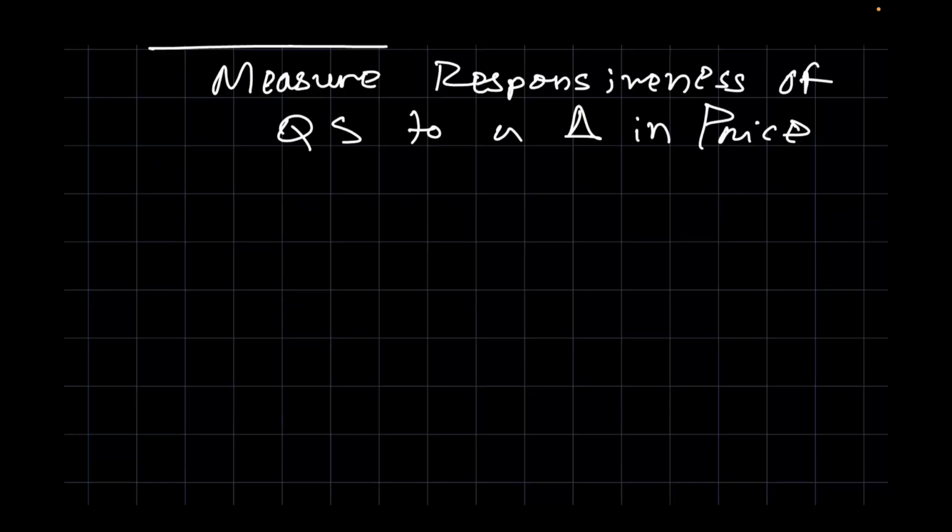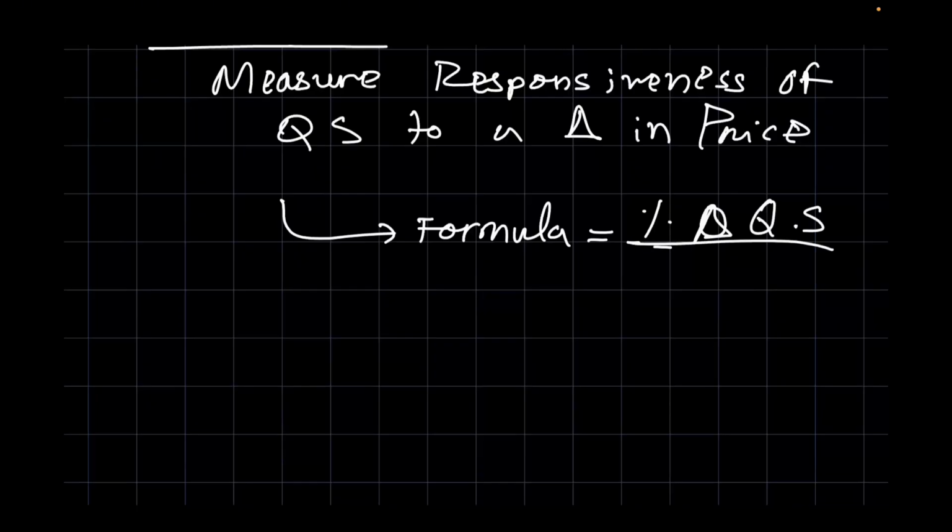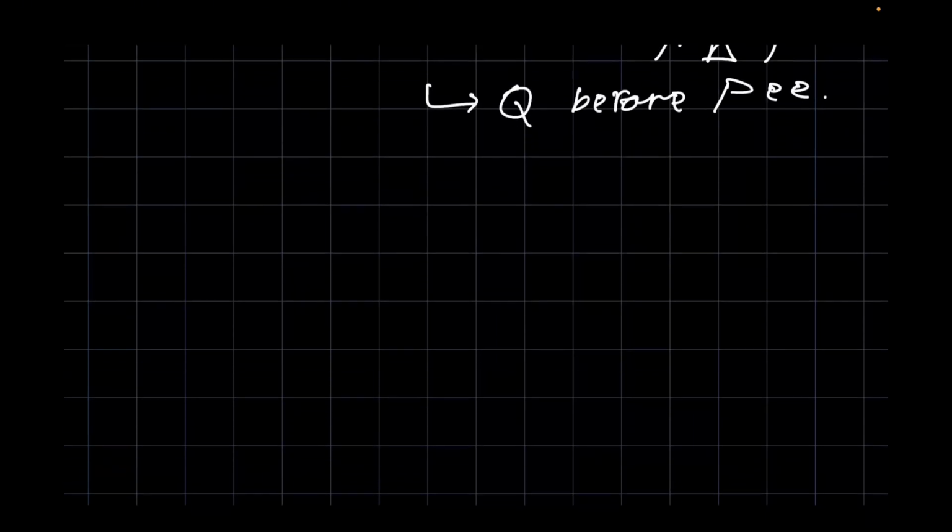And there is a formula yet again. The formula goes by this. Last time we said it's percentage change of quantity demanded over percentage change of price, and this time it is percentage change of quantity supplied over percentage change in price. Yet again, you can remember it with the analogy UQ before UP. I'm not going to explain that any further.